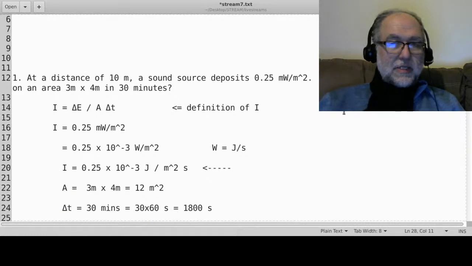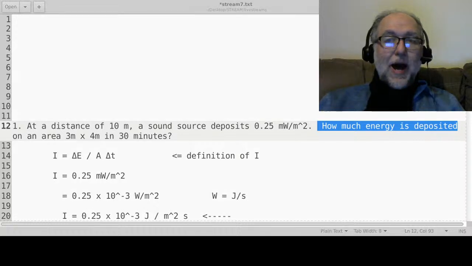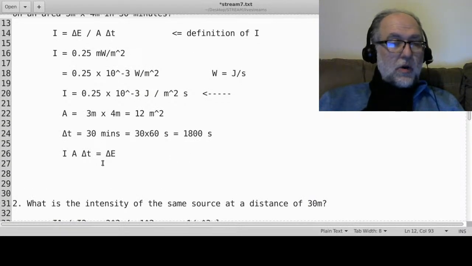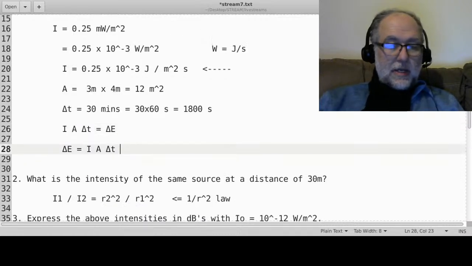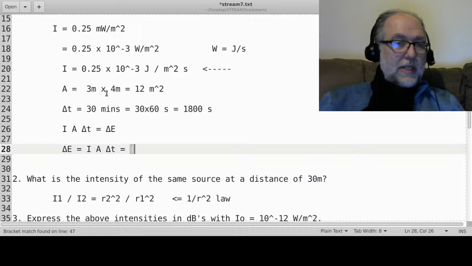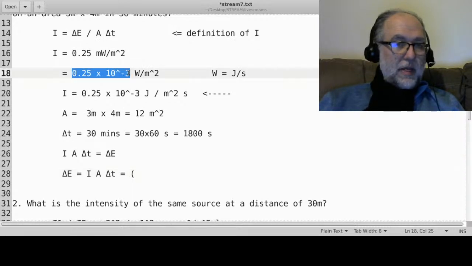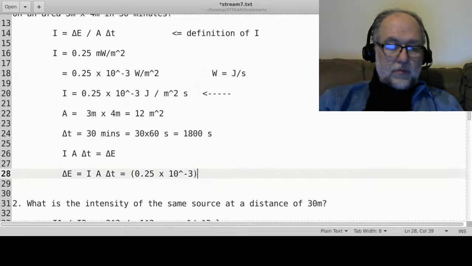And that's what we're solving for, because I asked in the question how much energy is deposited over that area, over that amount of time. So delta E, just turn the equation around the other way, reads a little nicer, is going to equal your intensity, which is this number right here, multiplied by the area, which we said was 12 meters squared, multiplied by the time, which is half an hour, which is 1,800 seconds.